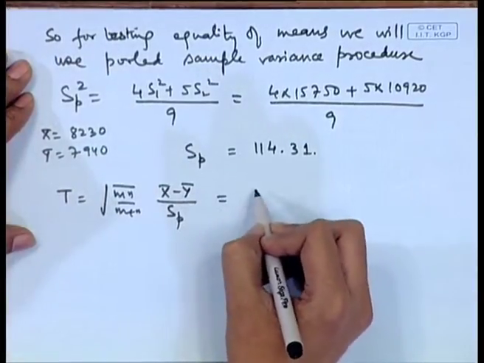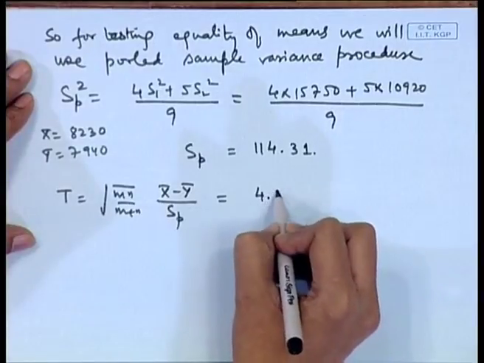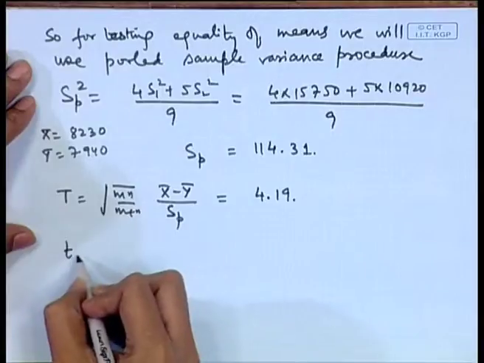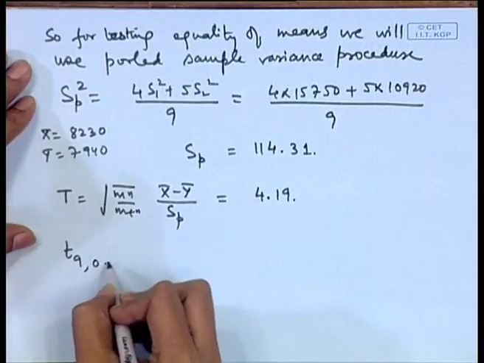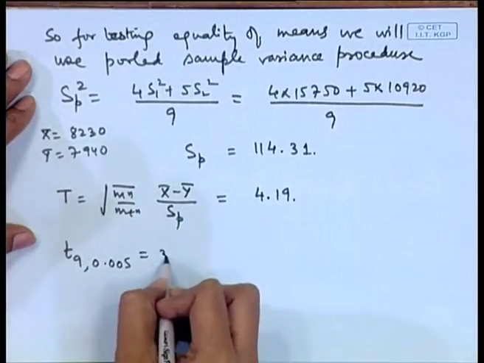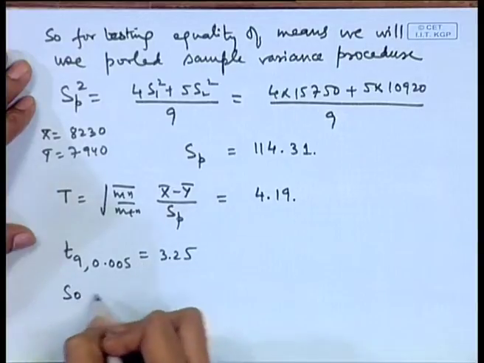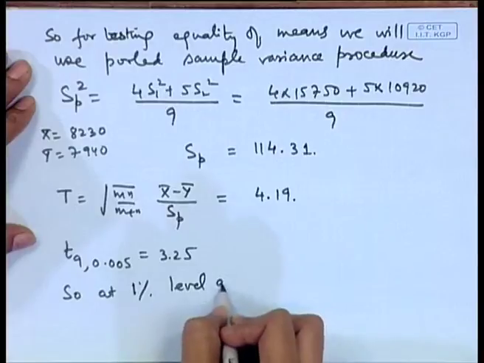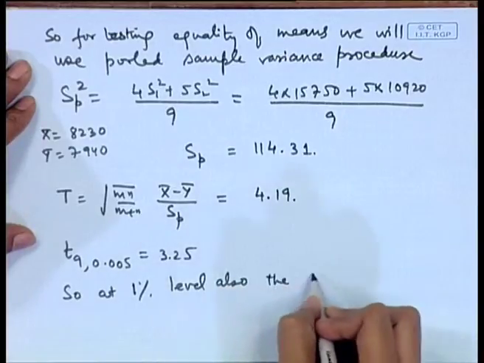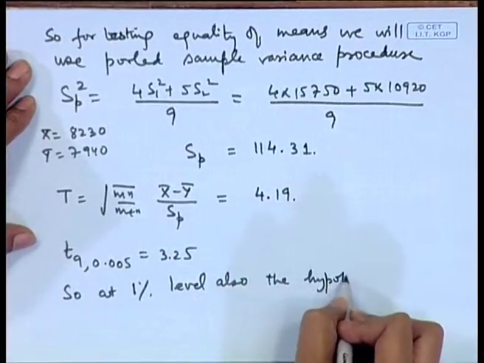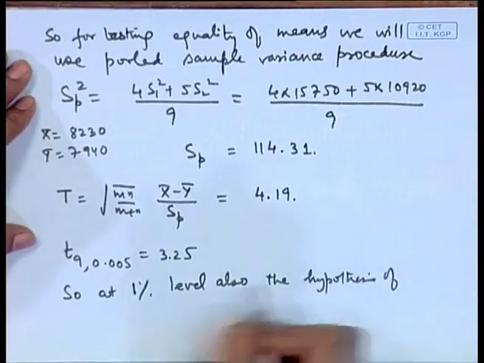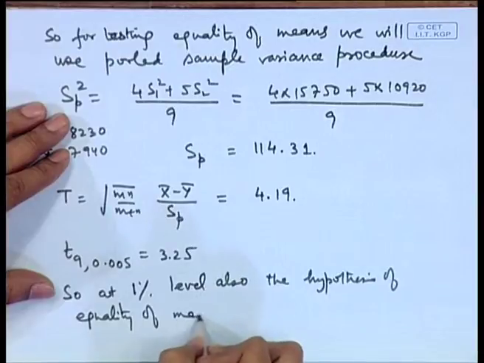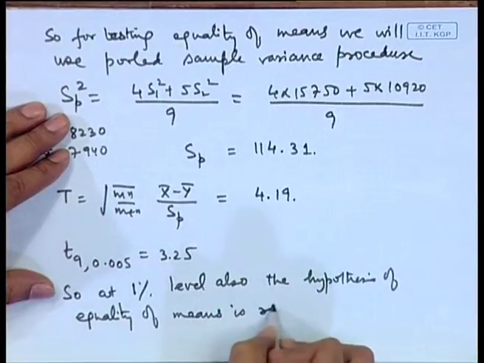So, this value turns out to be, after calculation, 4.19. So, if we see the t values at 9 degrees of freedom, then even at 0.005 this value is 3.25. So, at 1% level also the hypothesis of equality of means is rejected.